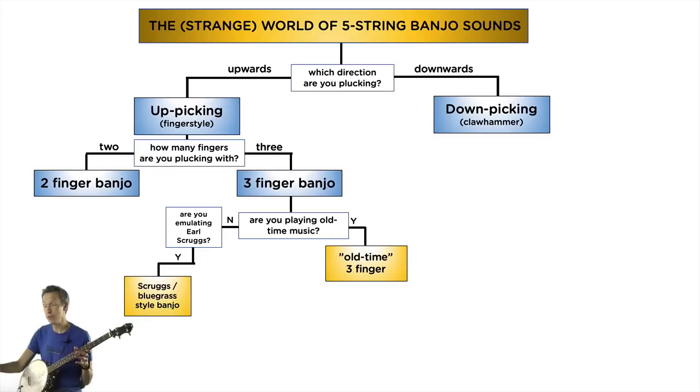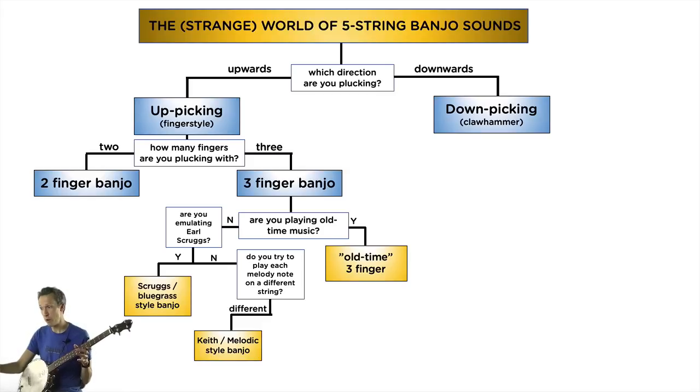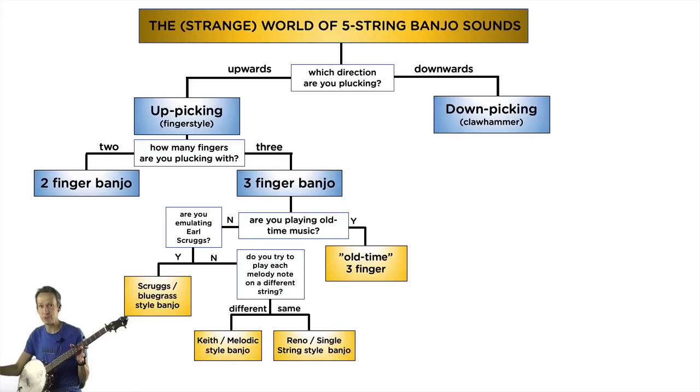If your answer is no, then the next question is, do you try to play each melody note on a different string? If your answer is yes, you do try to play consecutive melody notes on different strings, then you are playing in the Keith or melodic style. On the other hand, if you don't try to play successive melody notes on different strings, but play them on the same string wherever possible, then you are playing single string or Reno style banjo. So those are the stylistic divisions of three-finger banjo.